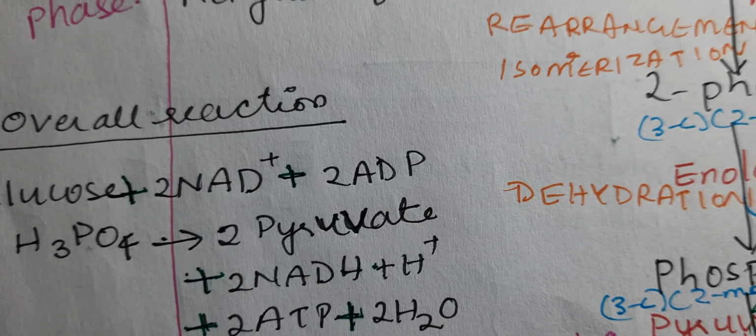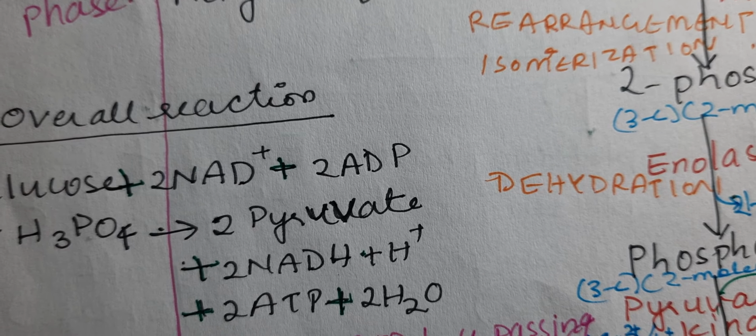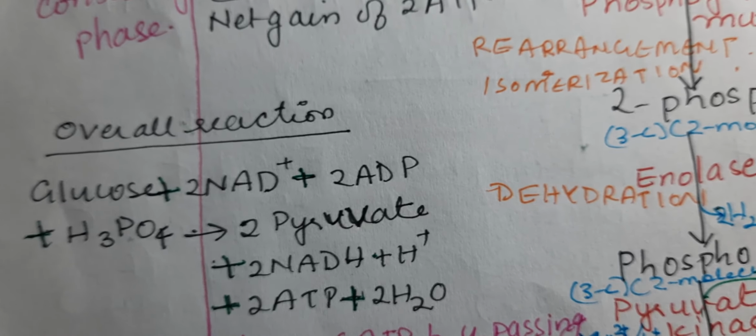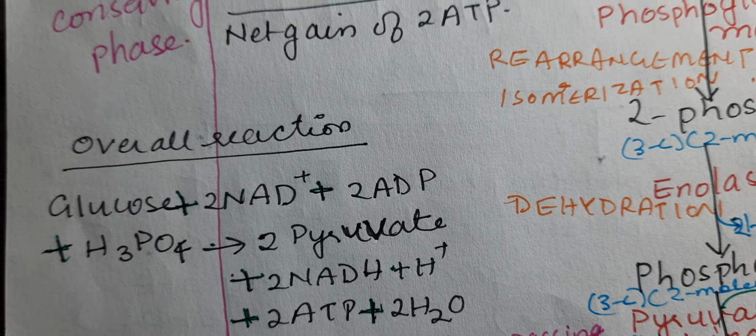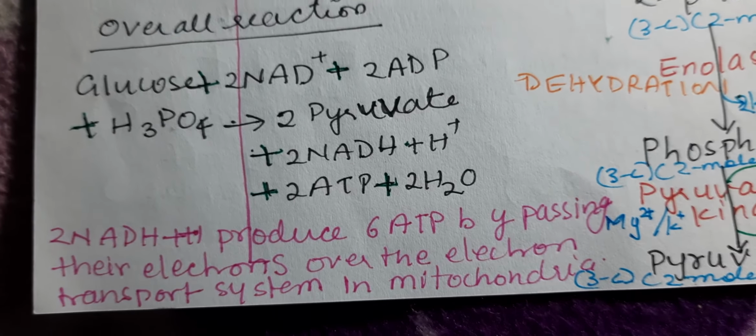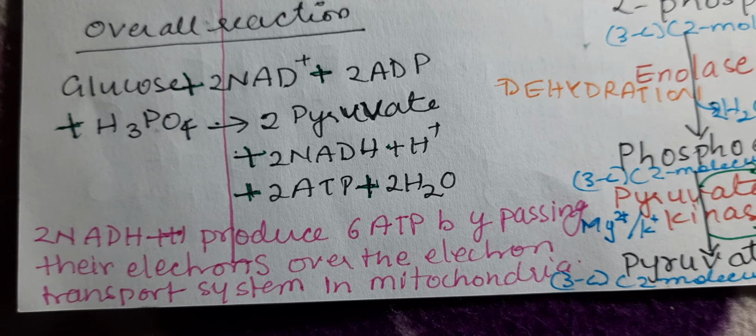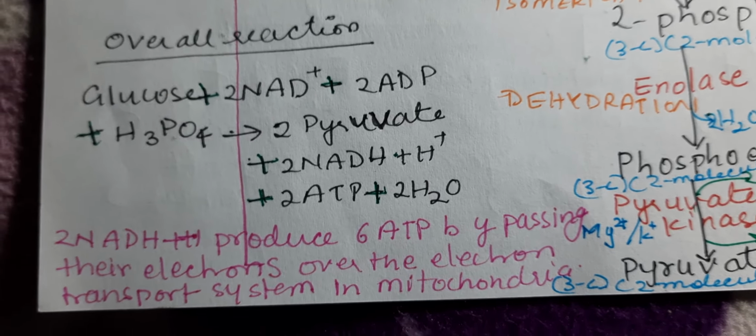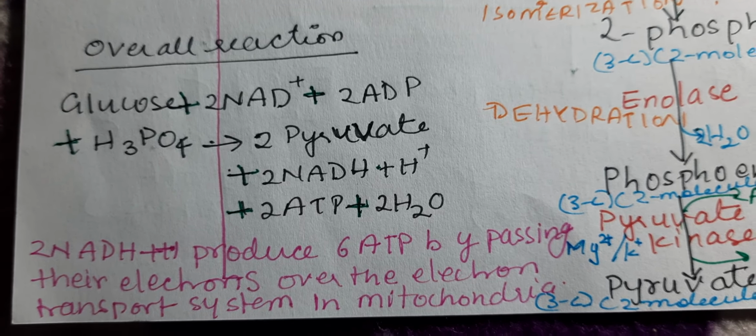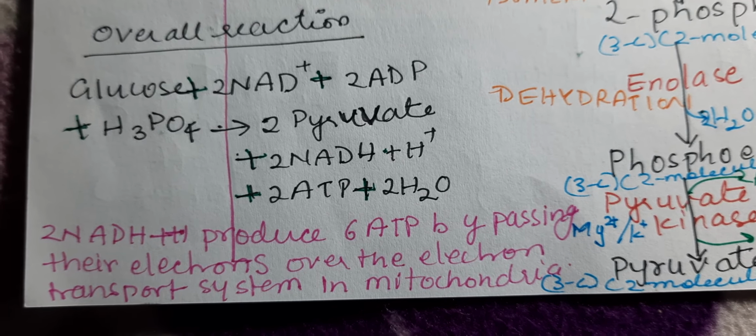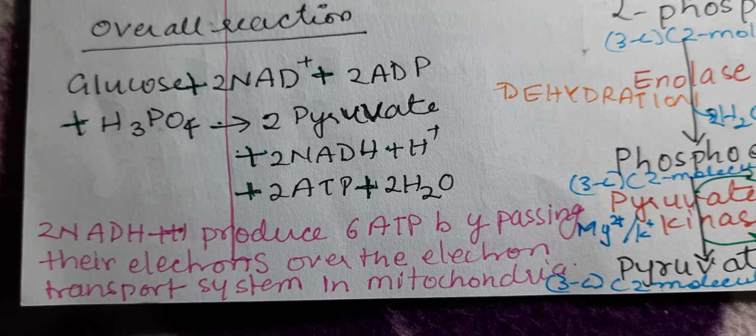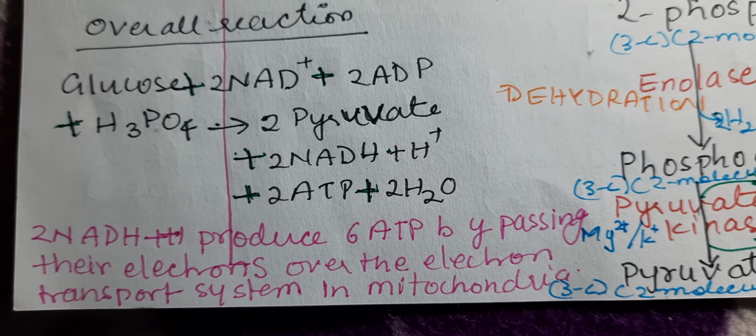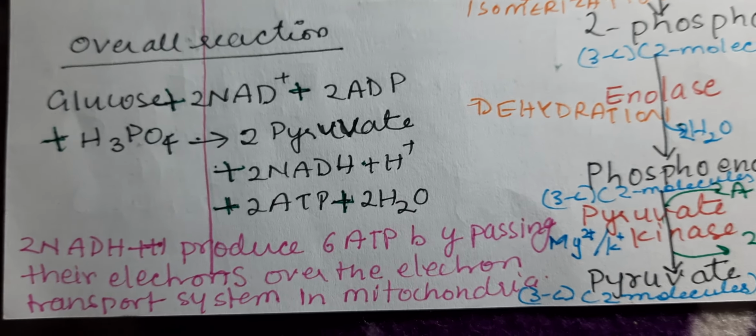Later on, this NADH plus H, now this is reducing power. Okay, so it has got the 2 protons and 4 electrons. So NADH produces 6 ATP. When it will go to the electron transport chain, it is going to produce 6 ATP by passing their electrons over the electron transport system or electron transport chain in inner membrane of mitochondria.